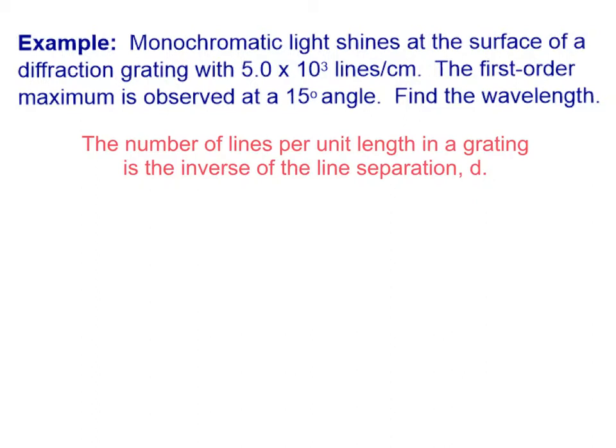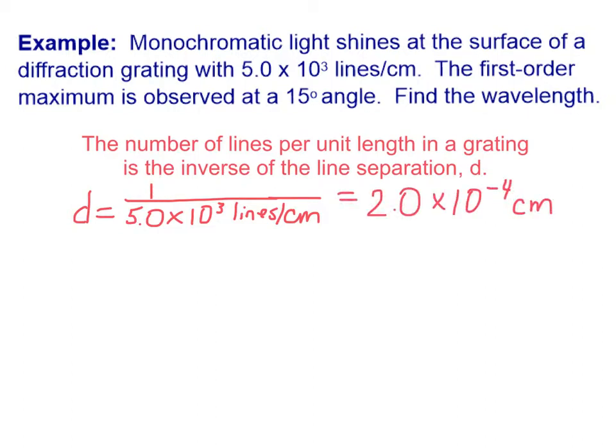In order to do this problem, I need to let you know that the number of lines per unit length in a grating is the inverse of the line separation, or d, as we've been calling it. That means d equals 1 over whatever the lines per centimeter or lines per whatever unit length are. We can find d in this way because this is the relationship. When we take 1 divided by 5 times 10 to the third, we get 2.0 times 10 to the -4th centimeters, because we've just done this in centimeters.